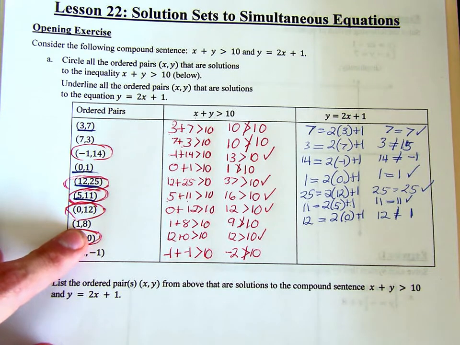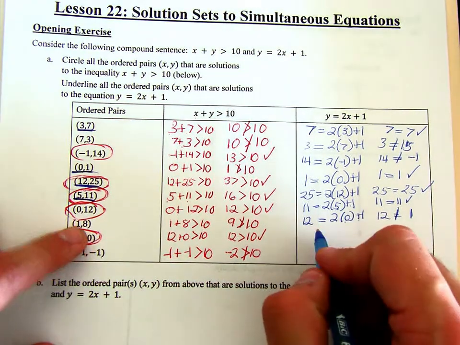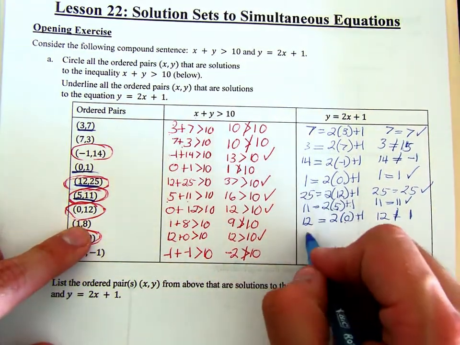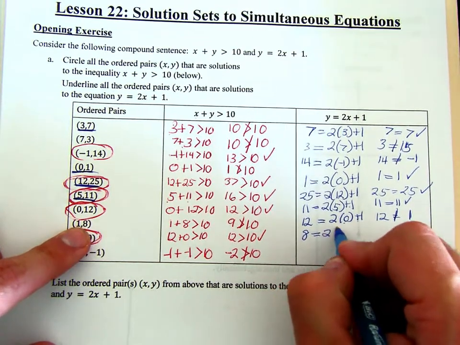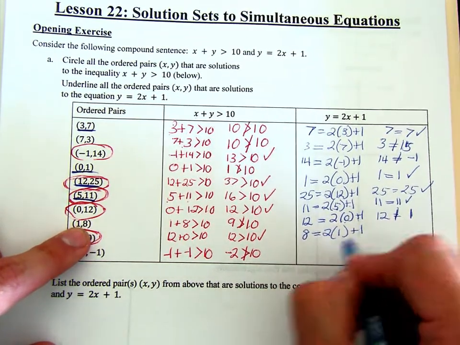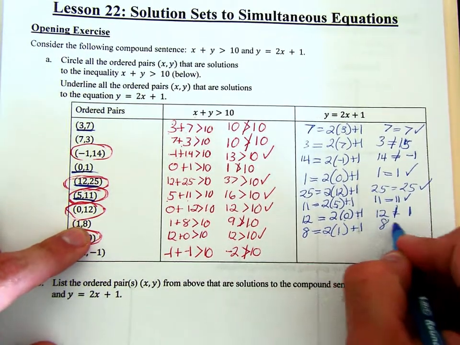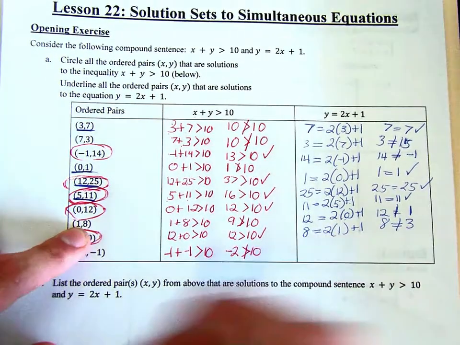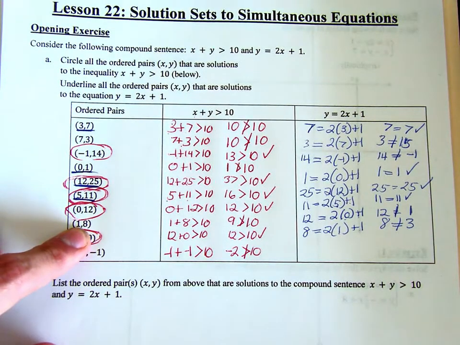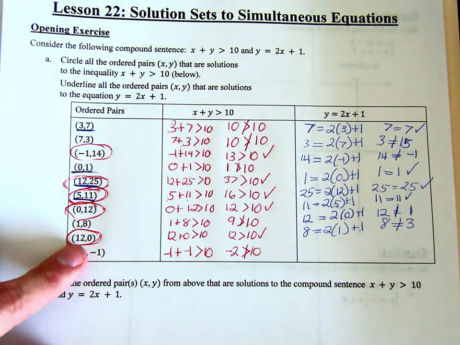Let's move on to the next one, 1, 8. So x is 1, y is 8. So we're going to get 8 is equal to 2 times 1 plus 1. 2 times 1 is 2, plus 1 is 3. And we get 8 is not equal to 3. So that's not a solution to y is equal to 2x plus 1.